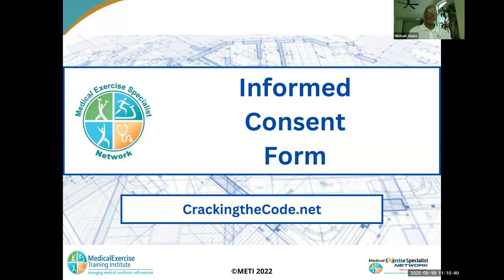So please make sure you stick to your scope of practice and make sure you get the client to sign this informed consent. Let's continue on. The nature of the program. The MET program is supervised by a certified medical exercise specialist trained to implement condition-specific exercise protocols.